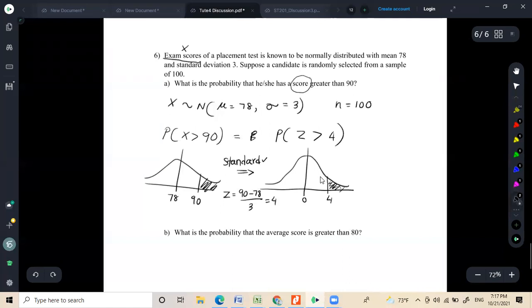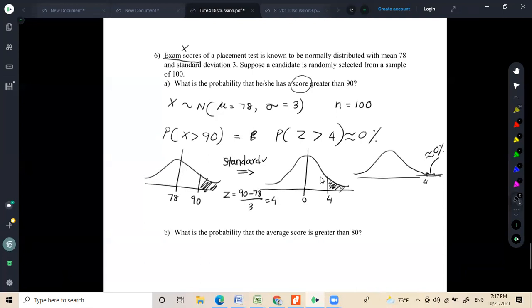And what do you know about this one? You know the normal distribution table. Approximately, at the very end of the tail is 4. So this is actually approximately 0%. Right? So the probability is approximately 0%. You can try reading the table. You will get 0.0000 something. So you can simply write 0%. Right? Greater than 4.